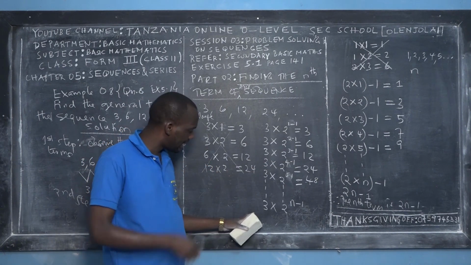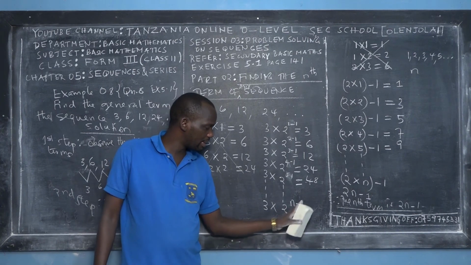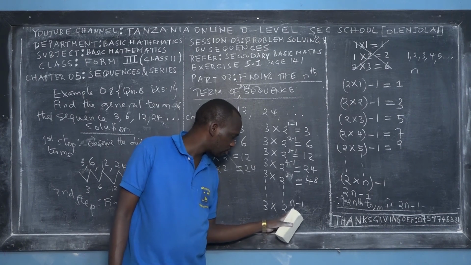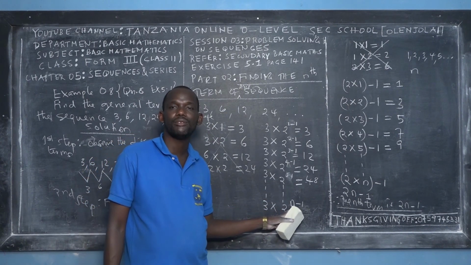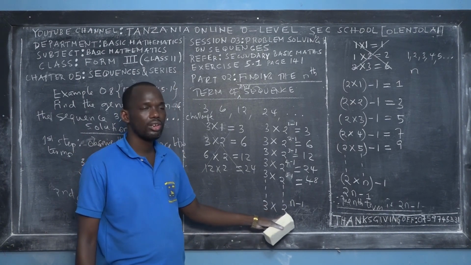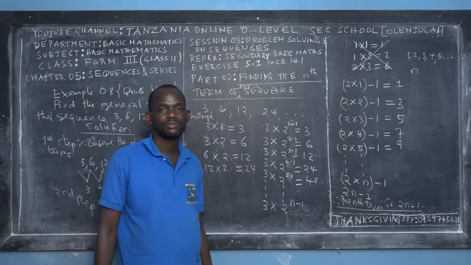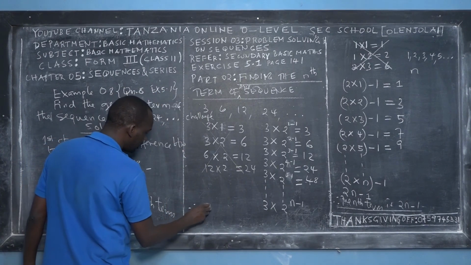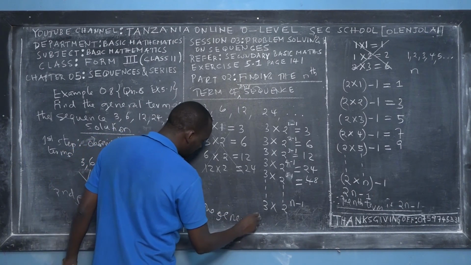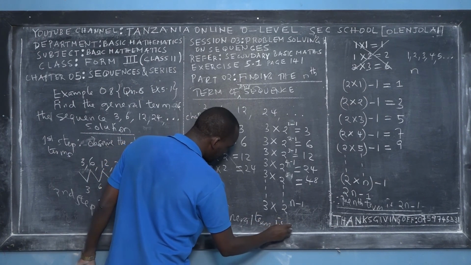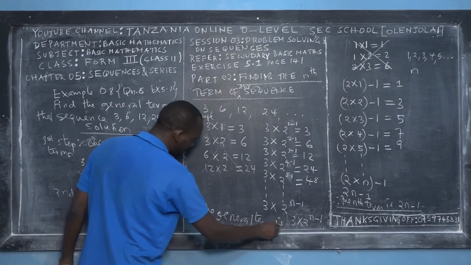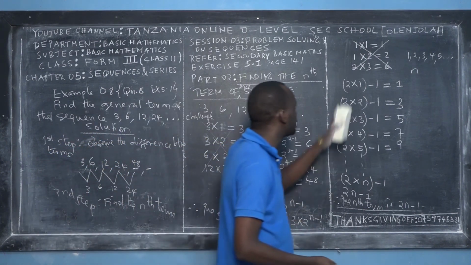So then we say that the nth term now is 3 times 2 power n minus 1. Why is the nth term like that? Because if you substitute n is equal to the fifth term, it means n is equal to 5. 5 minus 1 is 4. 2 power 4 is equal to 16, times 3 is 48. So therefore we say that the general term is 3 times 2 power n minus 1. If you understood, please tell me in the comment section. Remember that you have just to think outside the box.